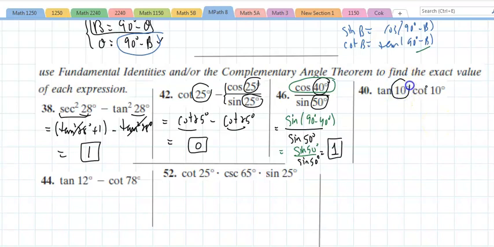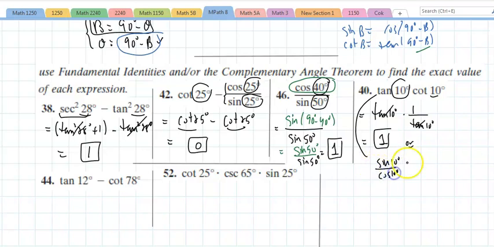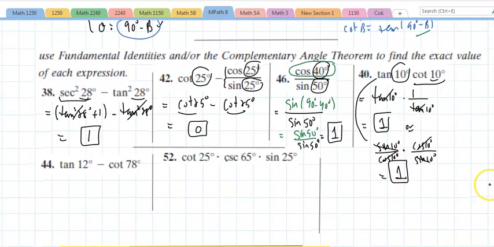Those angles are the same, no need to use complementary angles. I could use either or. I could say this is the tangent of 10 degrees times, isn't cotangent 1 over tangent of 10 degrees? And that would be a 1. Or you could say tangent is the sine of 10 degrees over cosine of 10 degrees times cotangent is the cosine of 10 degrees divided by the sine of 10 degrees. Wouldn't those two cancel out and those two cancel out? So it doesn't matter which identity you use, you will get the same result regardless.